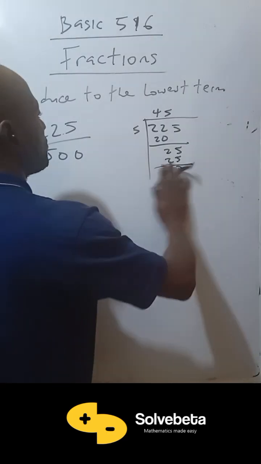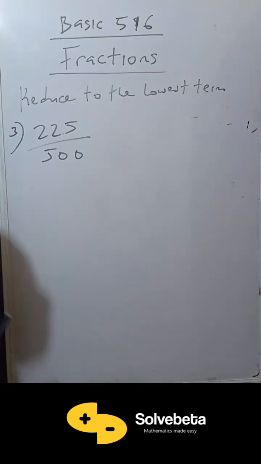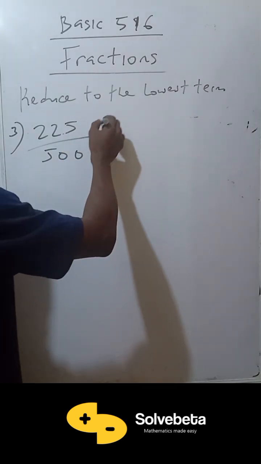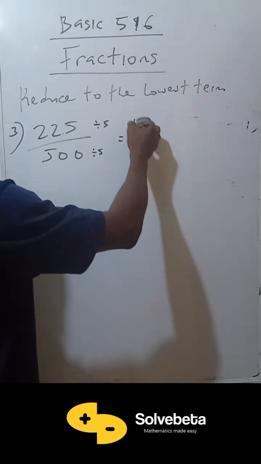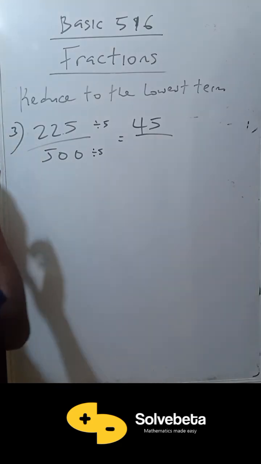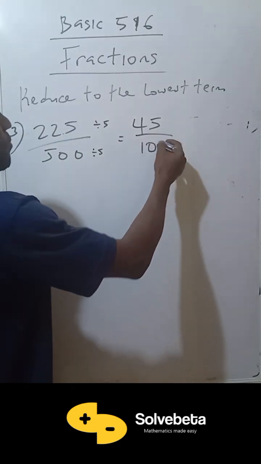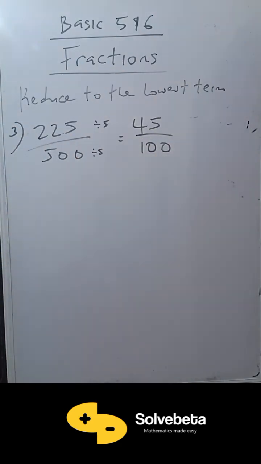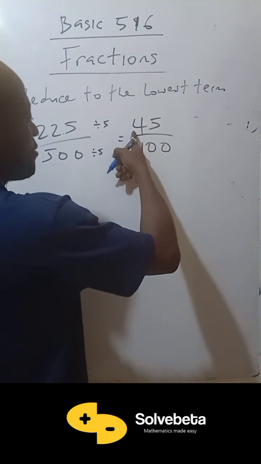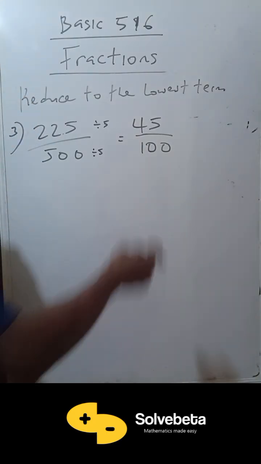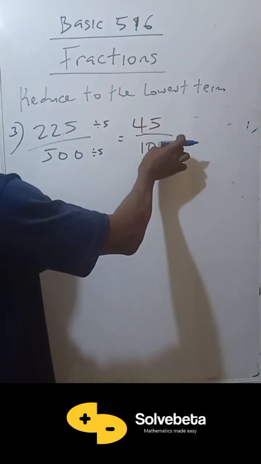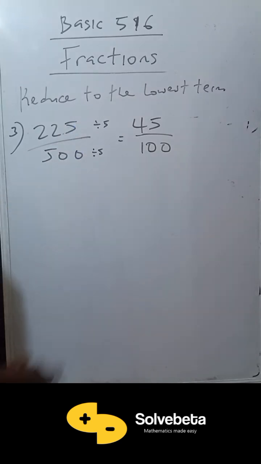So you have 45. 500 divided by 5 is 100. Now 45 divided by 5: 5 can divide 45 and can also divide 100. How do I know? The last digit of this whole number is 5 and the last digit of this whole number is 0. Just like this, it can be divided by 5.